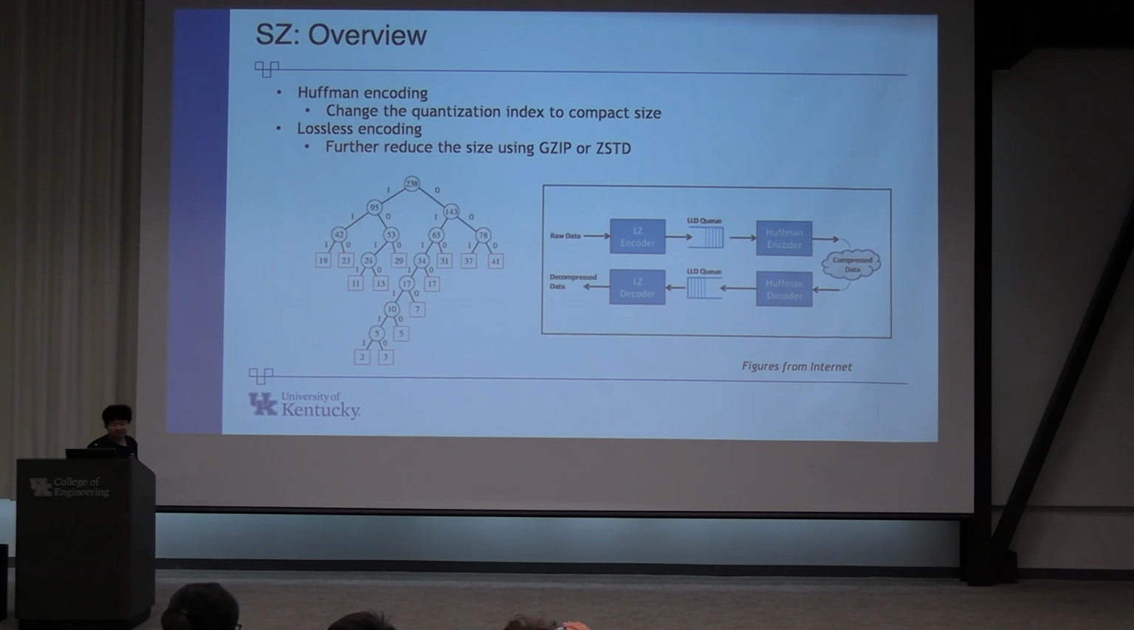And at last, there is some other lossless encoding using gzip or Zstandard. Those lossless encoding steps have a very high sequential dependency. So how to fit those algorithms to GPU is still an open challenge.